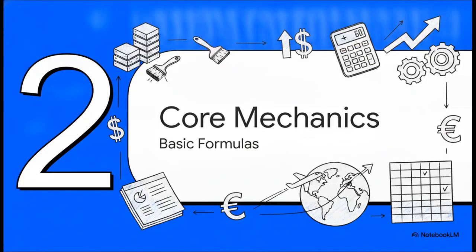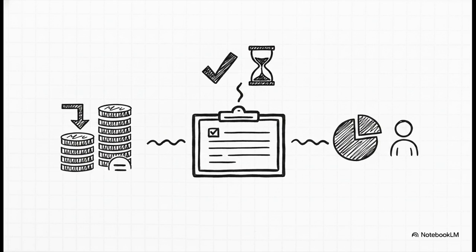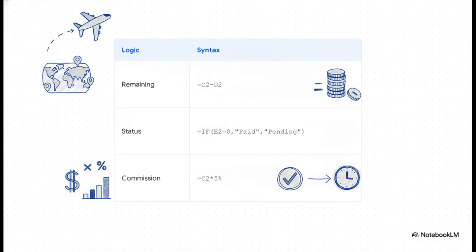Moving right along to Level 2, basic payment and commission formulas. These are your core mechanics. This part of the test really measures your grasp of basic business logic. To actually run the agency, management needs to know 3 everyday things: exactly what balance is remaining on a package, whether the payment status is paid or pending, and what the sales agent's commission is. So how do we translate that business logic into clean Excel syntax?